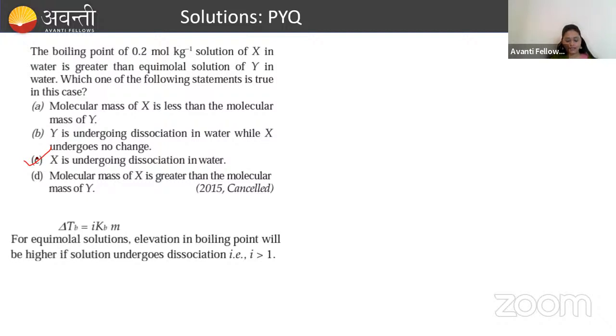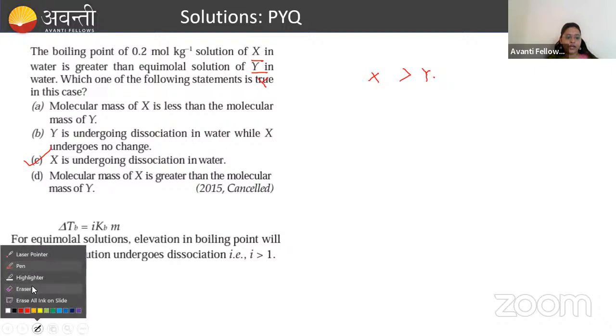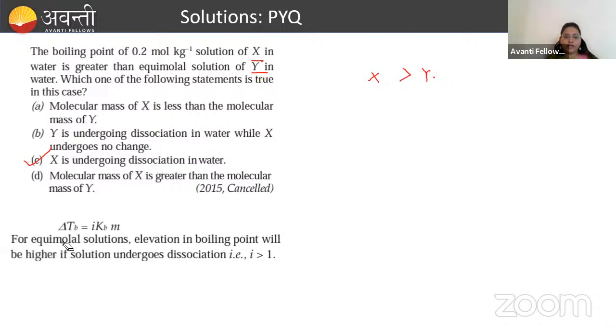So why is this happening? See, what is given to us? The boiling point of the solution of X in water is greater than that of an equimolar solution of Y in water. X's is greater than Y's. Why is that happening? First option says the molecular mass of X is less than the molecular mass of Y. That is not true. It doesn't work like that.